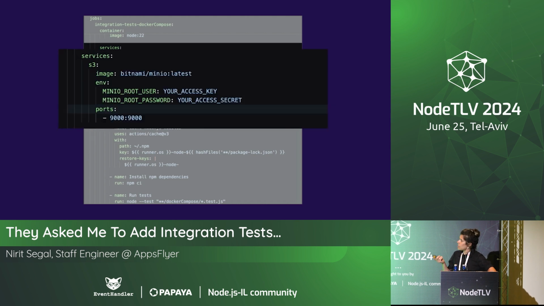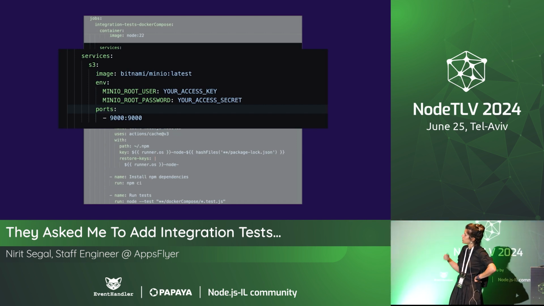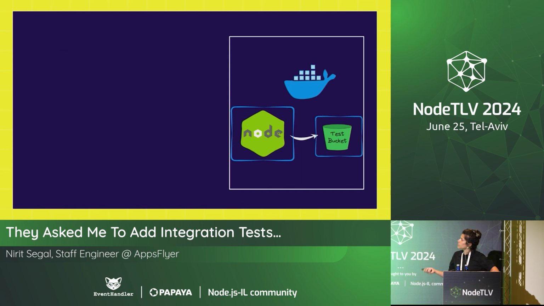Click. Yes, this is how it looks. Very simple, very similar to a Docker Compose configuration file. I get the image, credentials, ports, and I'm good to go. And now this is how the architecture of my pipeline looks. And it's great because I get the banana.